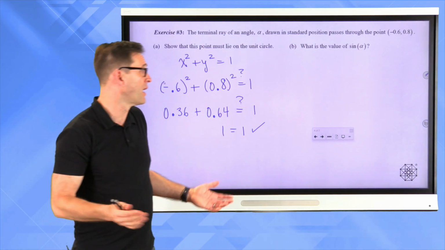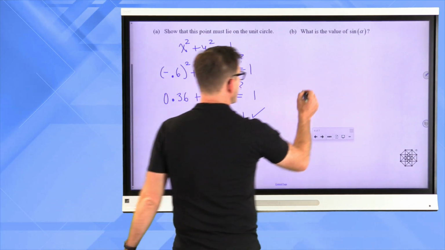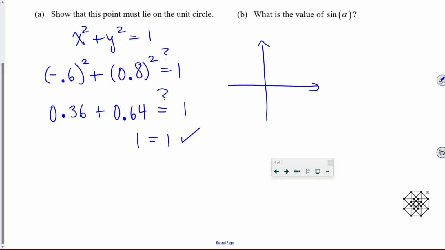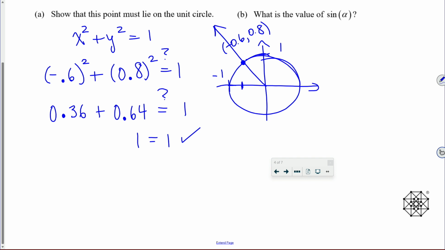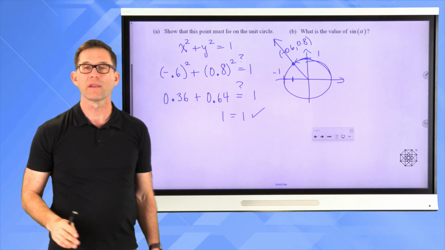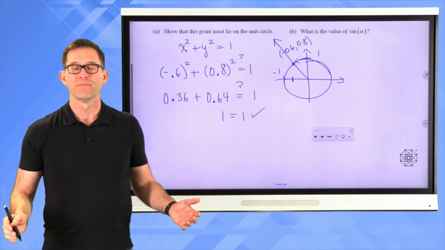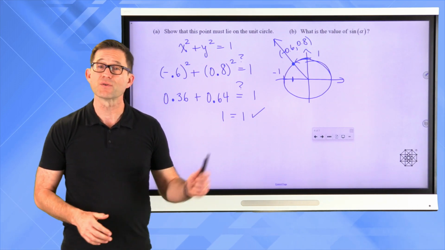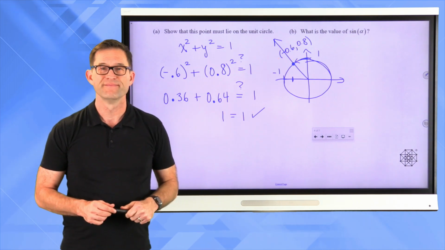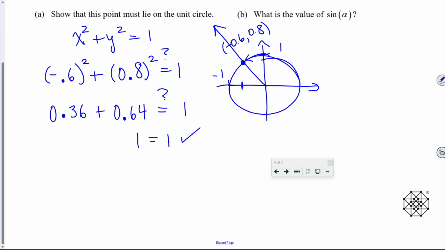All right, you can even visualize where it would lie, right? We'd have something like this. Negative 0.6 would be like, if this is negative 1 and this is positive 1, it would be kind of like here. And then here, it might be like this. Right, so there's some angle. I don't even know what that angle is. I don't really care what that angle is. But that point lies on the unit circle. But now, without even knowing what that angle is, we can answer letter B. Let's take a look.